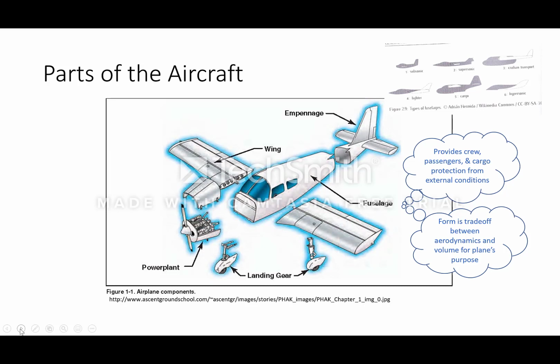Number 3 is a civilian transport, so basically your commercial airliner. Number 5 is a cargo plane, so maybe like the FedEx plane or the UPS plane. You can see that those fuselages are very tall, and they're not as aerodynamic because they do not have to go as fast. They're tall because they're holding cargo and people, right?